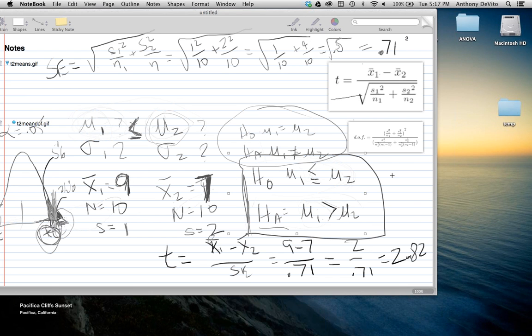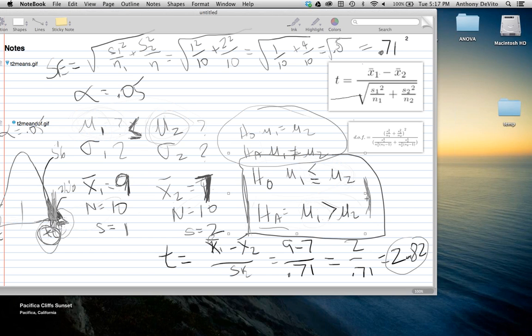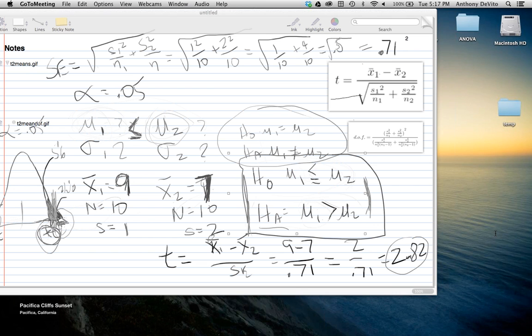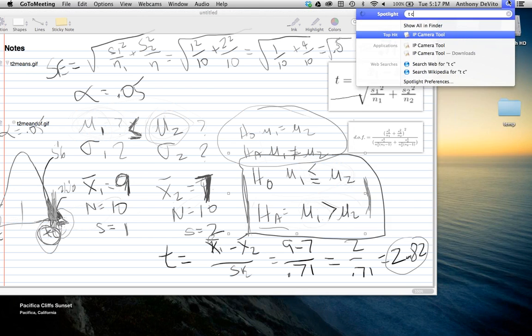Okay, assuming that our acceptable level of error, alpha, is equal to 0.05, what do I do with this t-score now to decide whether I can reject my null hypothesis and accept my alternative hypothesis? Somebody want to hazard a guess at what I do next? What do I have to look up? Well, my t-score is 2.82. We have to find t-critical.